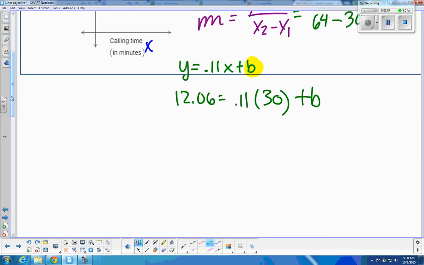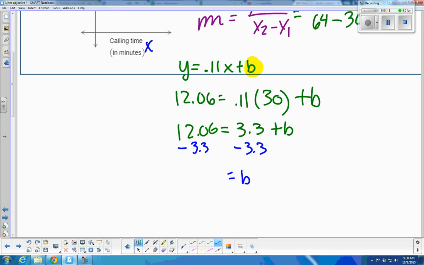All right, well, now I could solve for my b. Punch it in your calculator. You got 0.11 times 30. That's going to give you 3.3 plus your b value. Okay, you got 12.06 over here. Subtract your 3.3 to the other side, minus 3.3, minus 3.3. It's going to give me b is equal to 12.06 minus 3.3. I get 8.76. That doesn't sound so bad. Okay, so that's my initial amount. I got my slope. I have my equation now, right?